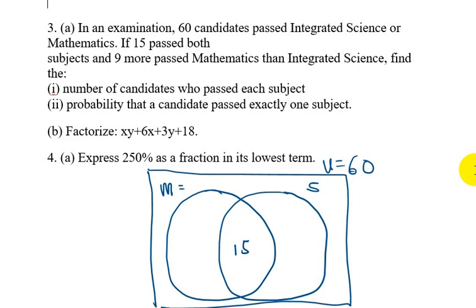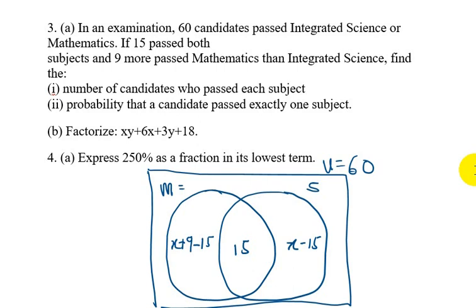So now if science is x, then maths will be x plus 9, that is more than, like this, right? So these are values. Now with Venn diagram, we have to subtract the intersection over here. So minus 15 will come here again, and also minus 15 will come here again, like this.